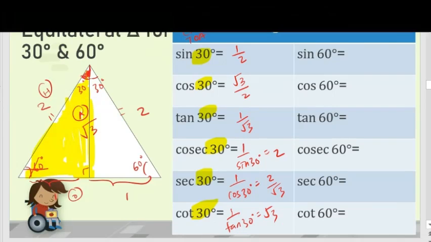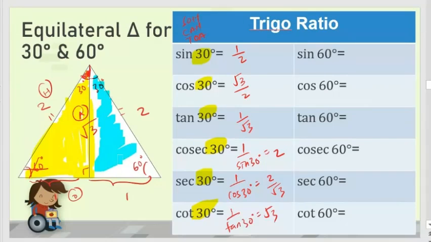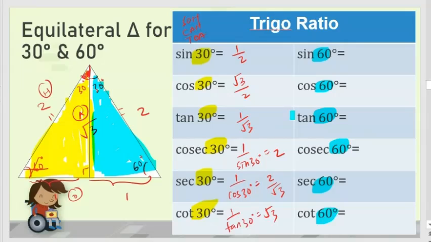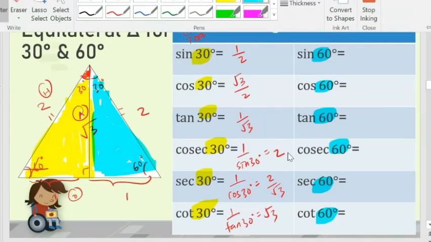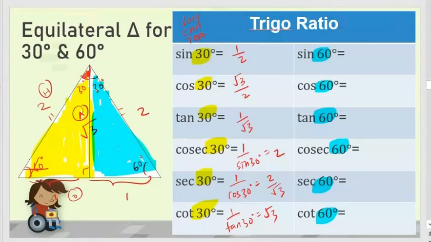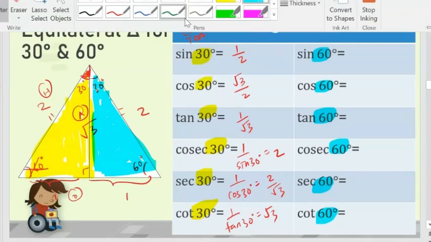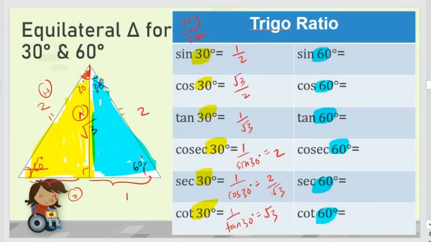Then we do the same for the 60-degree one. I will use the other side of the triangle, easier for you to figure out. So now we look at this 60 degrees, we don't look at 30 now. 2 is your hypotenuse, adjacent is 1, then opposite is square root 3. So sine is opposite over hypotenuse, square root 3 over 2. Cos is 1 over 2. Tangent 60 is square root 3.